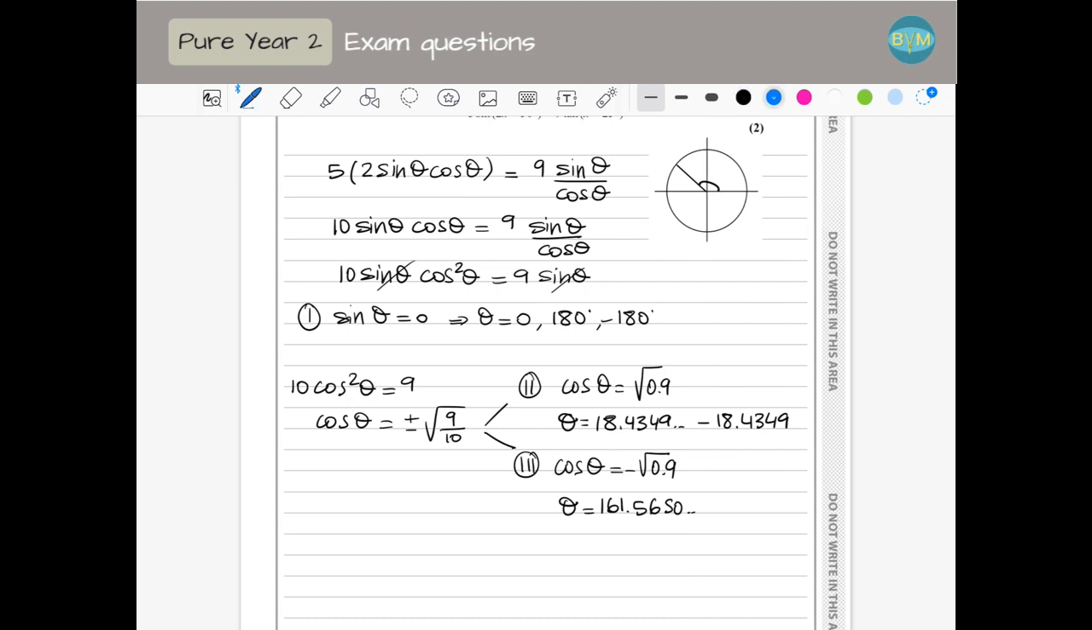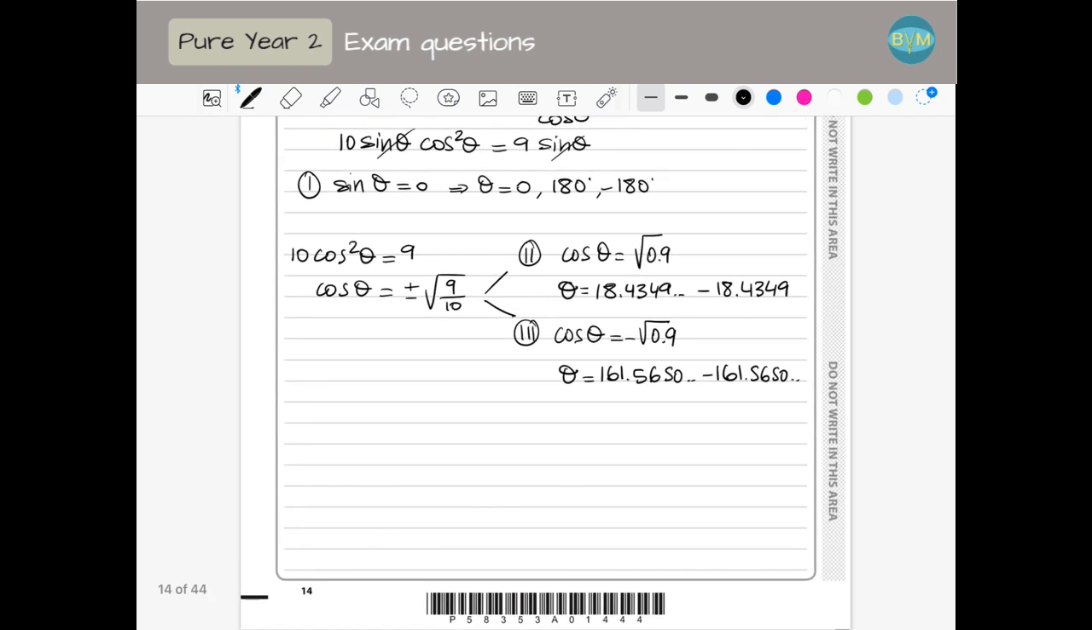This is my angle. I'm looking for the same cos, which is the horizontal. My angle is going to be this one. If I count the angle in this direction, it's going to be above 180, but if I count the negative one, it's going to be in the interval. So my other angle is going to be minus 161.5650.